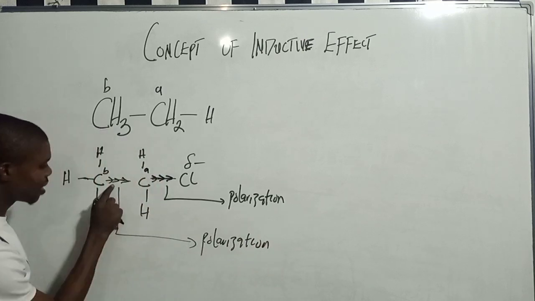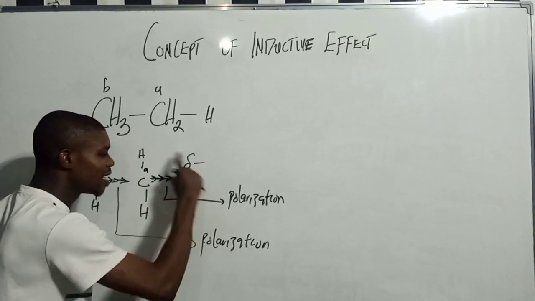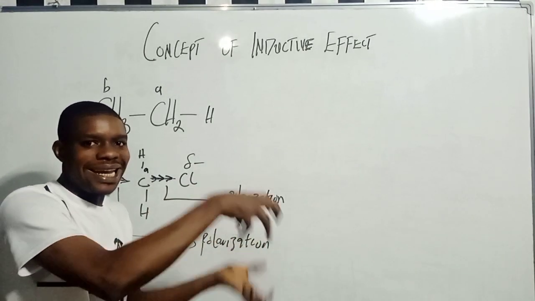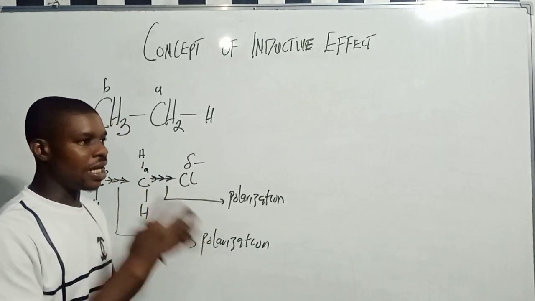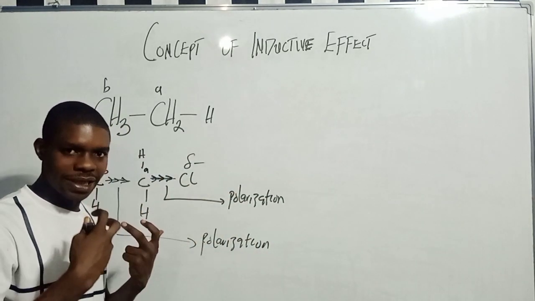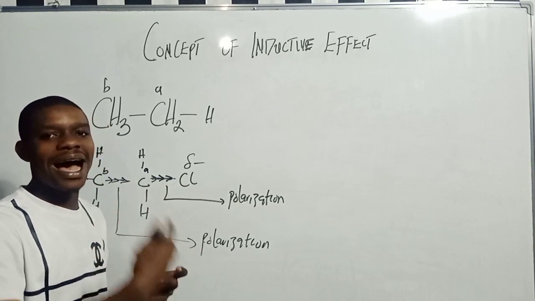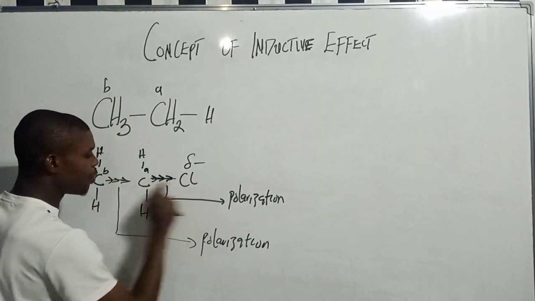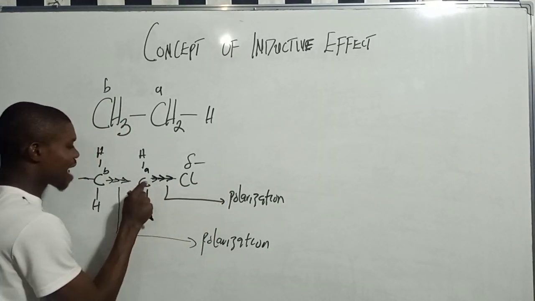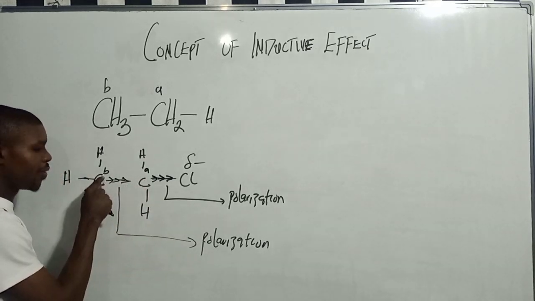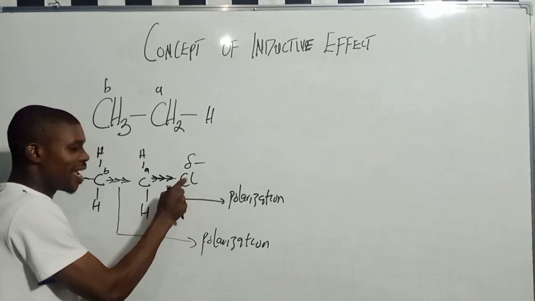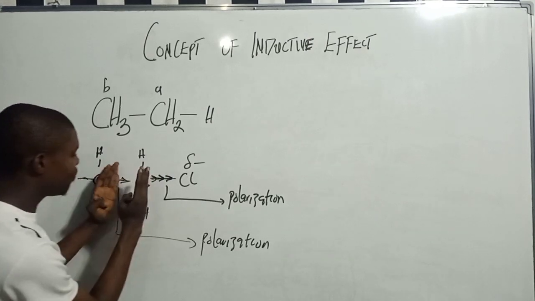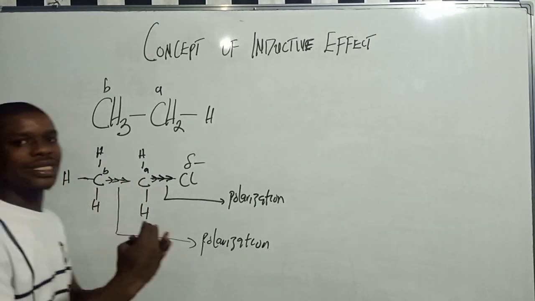Now, what actually causes this polarization here is this electron withdrawing group. Do you get that? So chlorine is what is called an electron withdrawing group. Some groups are electron withdrawing because they have electronegative power. Do you get that? So if chlorine pulls more of the bonding electron away from carbon A, carbon A will pull the bonding electron away from carbon B, but not as much as chlorine pulls electron away from carbon A. So you can see that is how the inductive effect keeps on moving until it dies off.